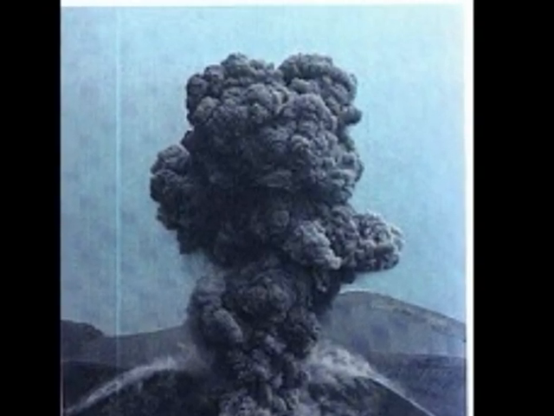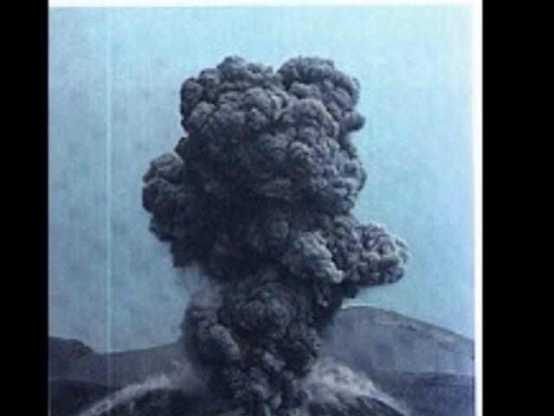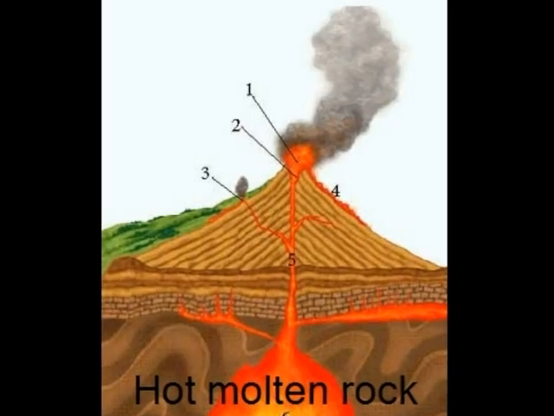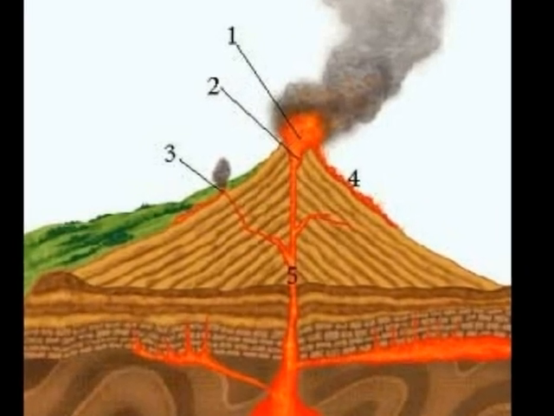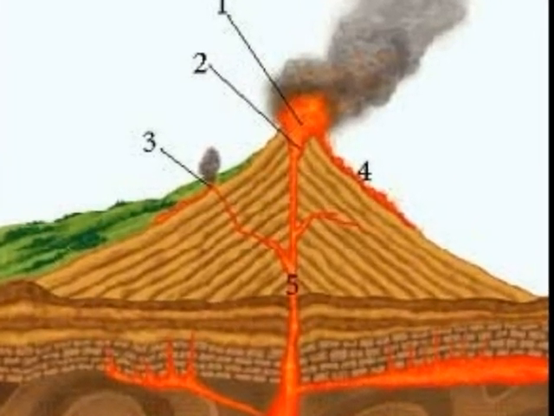This sends ash, rock, and lava flying through the air. These materials form layers that make hills, mountains, and even islands when they reach the surface. This is how our planet makes new land.